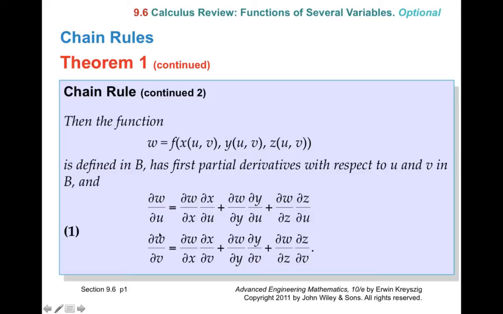So the partial of w with respect to v, we would do the same thing, except in this case, we're taking the partial of x, y, and z with respect to v. So this is known as the chain rule, and it's pretty commonly used in a lot of applications.